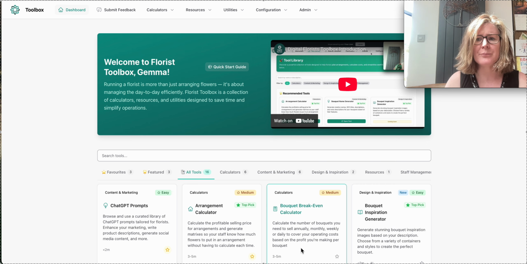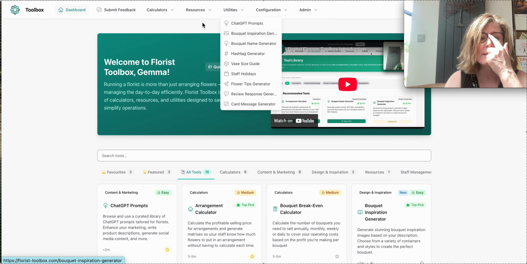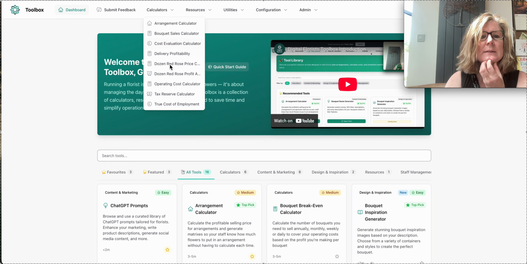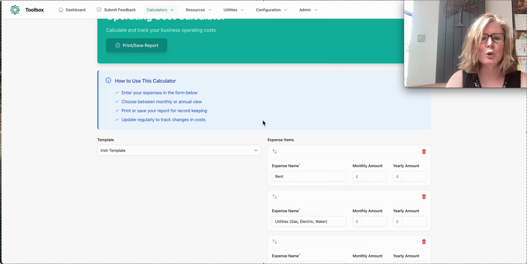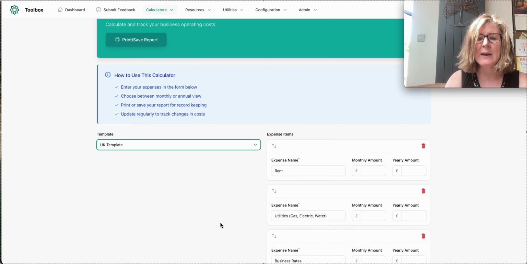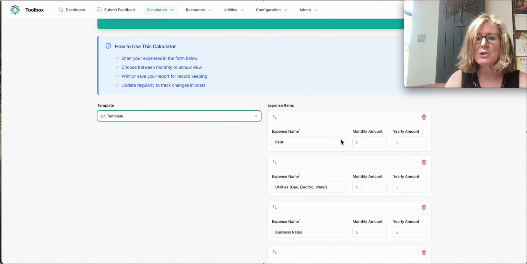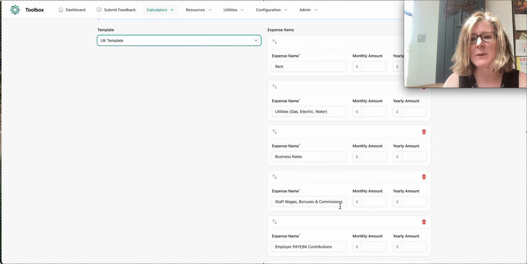Now, if you were to come up over here and look for your operating costs calculator, which is there, you can put different templates in depending on where you are. I'm going to go for the UK one. It asks you for different things. So the idea of all of these is so you don't forget to include something in your calculation.